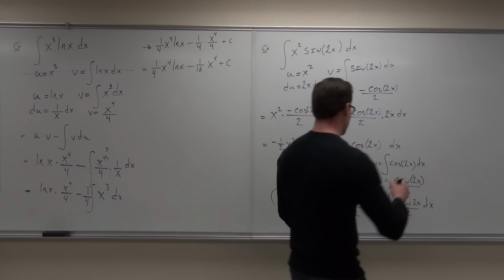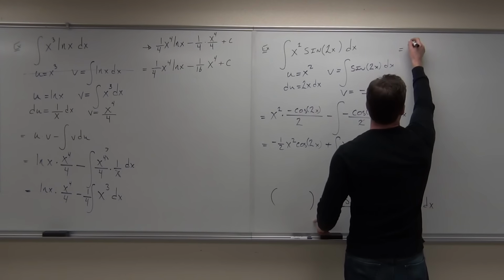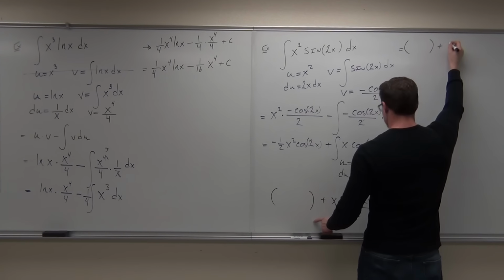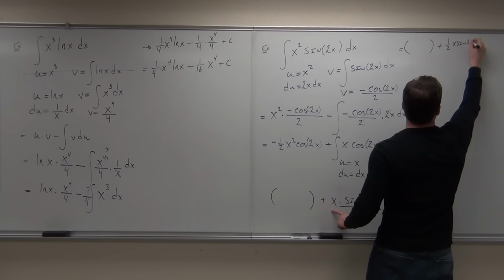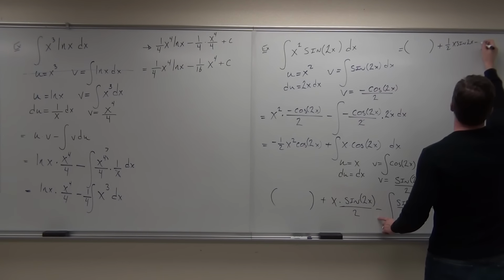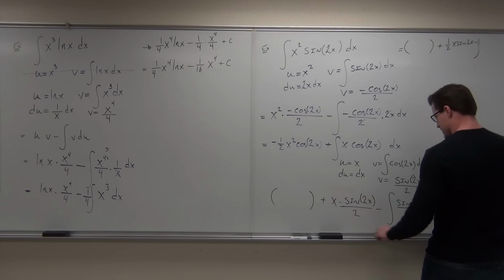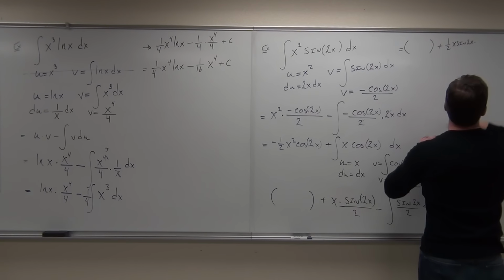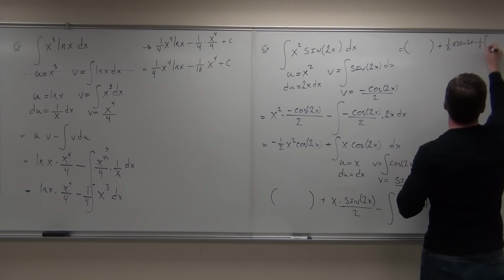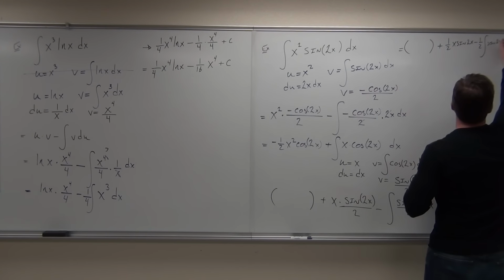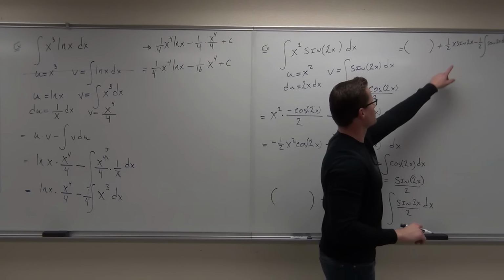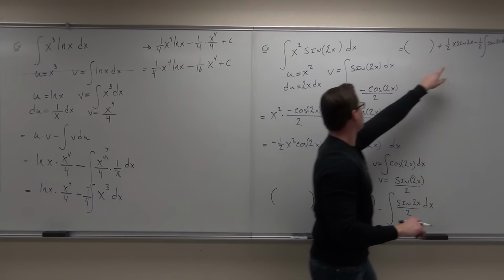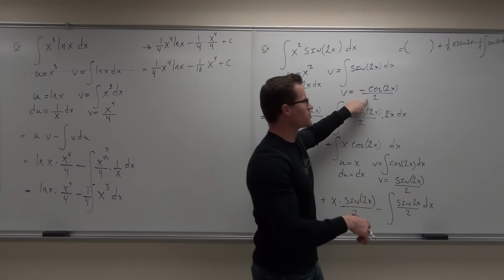Okay, so if we do that, we get some stuff plus 1/2 x sine 2x minus the integral. Oh yeah, that's okay. 1/2 integral sine 2x dx. Only we've already basically done that one. Look at this. This integral is that integral. So just look back at your table. You've already done it.